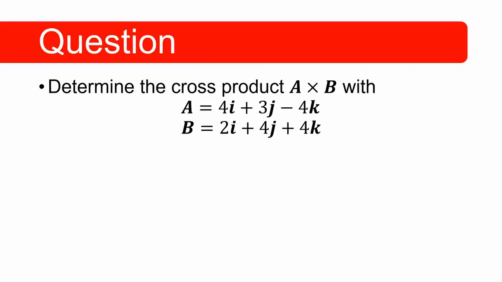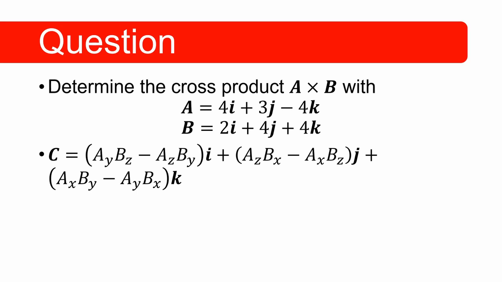All right, let's do an example. Determine the cross product A cross B, with the A vector and the B vector given as shown. From the equation that I just showed previously, we can get a new vector C by using this equation. If we substitute all the bits from our vectors A and B into this equation for C, we get the answer for C as 28i minus 24j plus 10k.